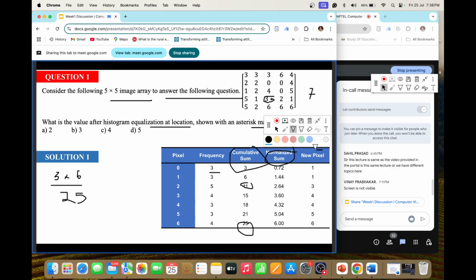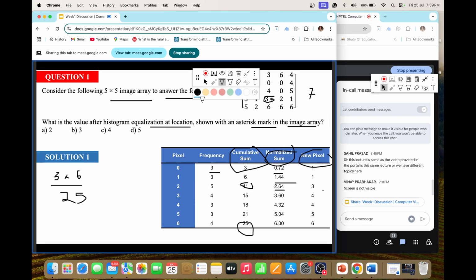Once you have the normalized sum, these are the values. After that, how can the new pixel be formed? The new pixel is formed by just rounding the normalized sum. 0.72 rounds to 1, 1.44 rounds to 1, 2.64 rounds to 3, 3.60 rounds to 4, 4.3 to 4, 5.045 and 6 round to 6. Now, what has been asked is the value after histogram equalization at the location shown, that is pixel 3.